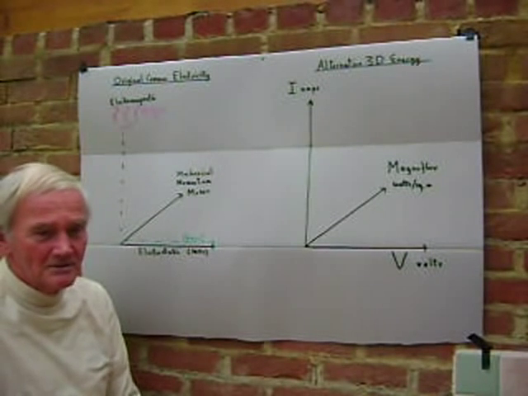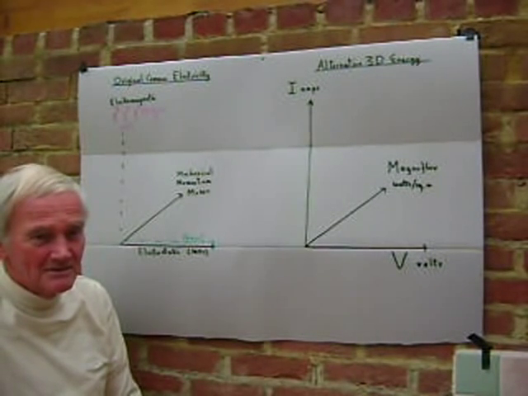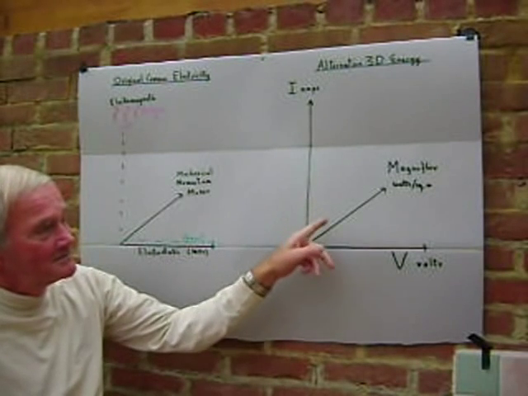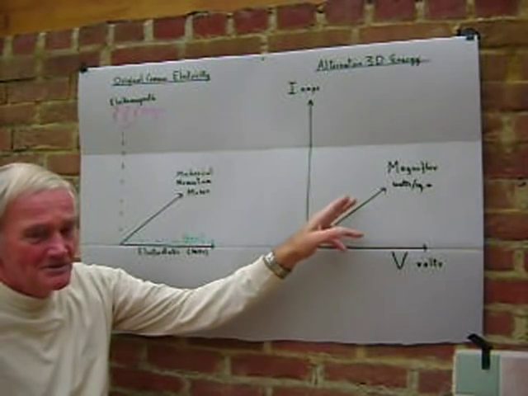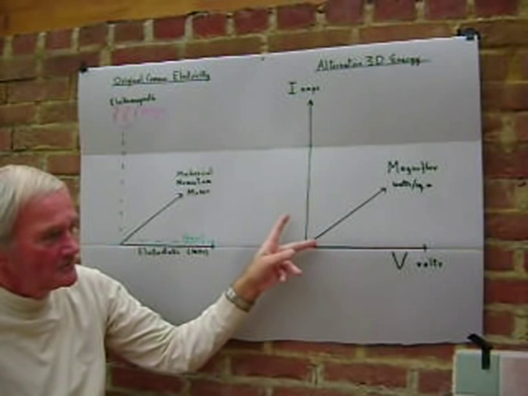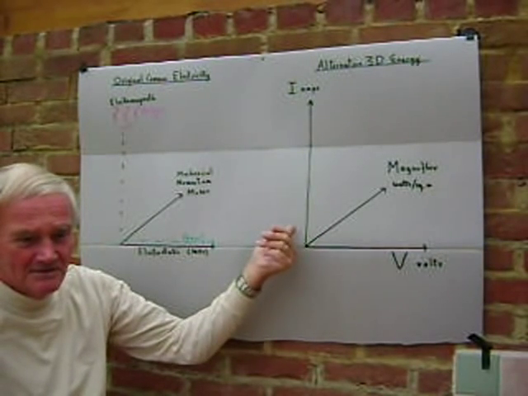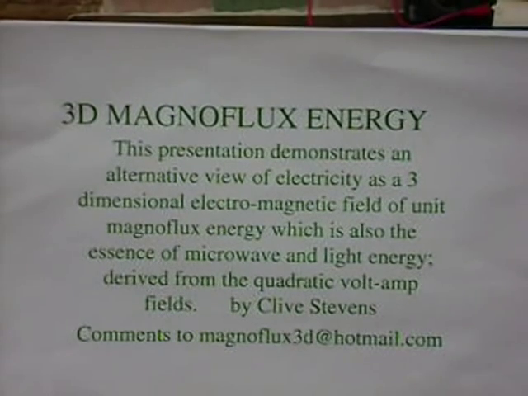That is unsatisfactory. We need to get back to the basics, and the basic power is magnoflux, a magnetic energy field which is formed at right angles by the voltage and amp fields. This presentation demonstrates an alternative view of electricity as a three-dimensional electromagnetic field of unit magnoflux energy, which is also the essence of microwave and light energy, derived from a quadratic volt-amp field.